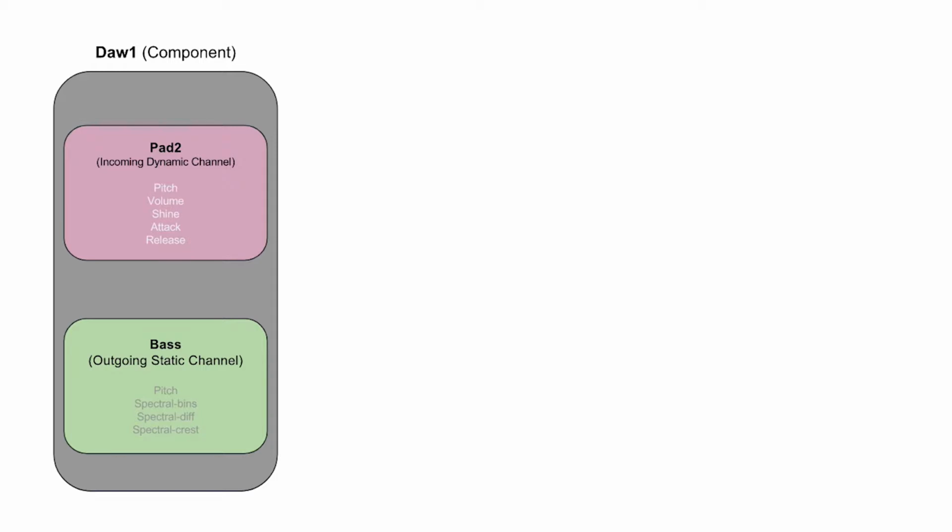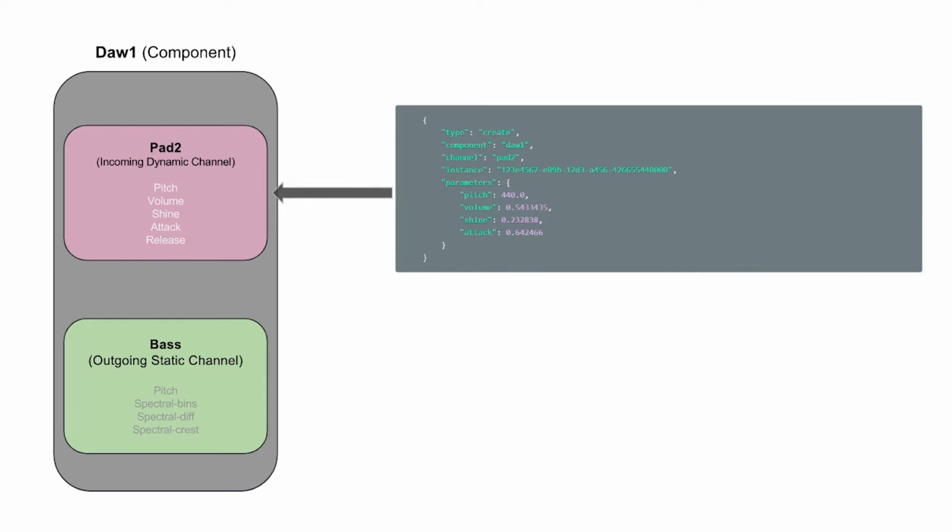Now this synth is essentially like a MIDI controllable synth, where you would traditionally send MIDI notes on and off, and then each note would have a pitch and a velocity, etc. Now, in terms of Sonosthesia, this is an incoming dynamic channel. So imagine we want to play a new note on that pad, then we would send the equivalent of a note on message, which would be a create message.